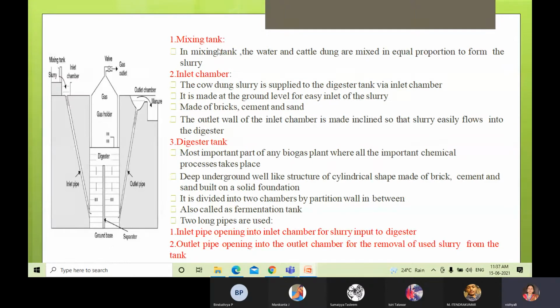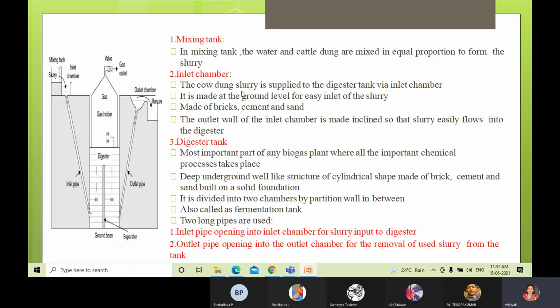First, mixing tank. In the mixing tank, the water and cattle dung are mixed in equal proportion to form the slurry. Okay, how they will prepare slurry: they will take equal proportions of water and cattle dung and mix them to form a slurry. You can see here the inlet chamber.